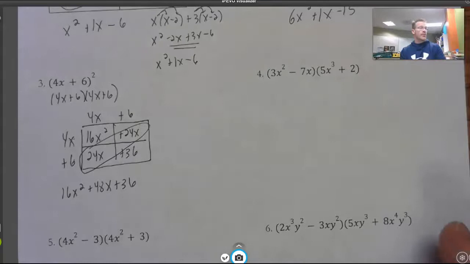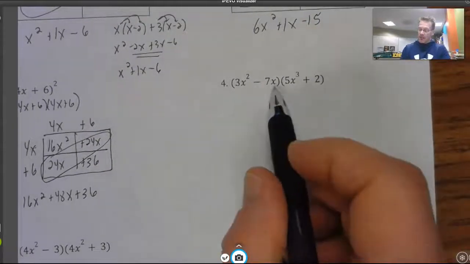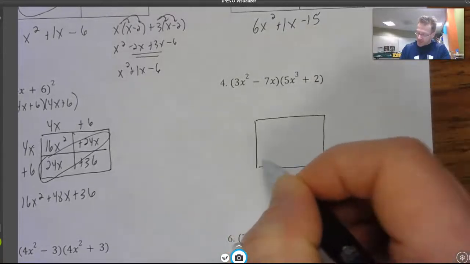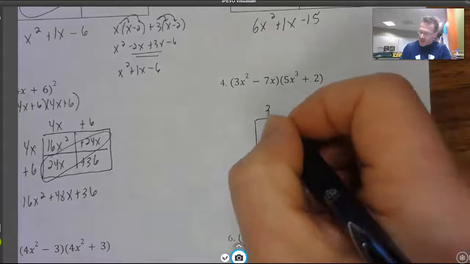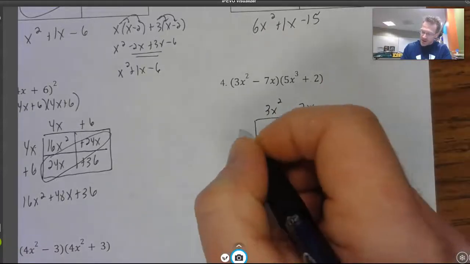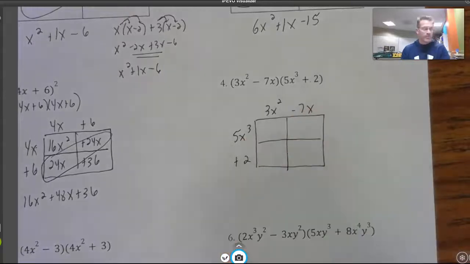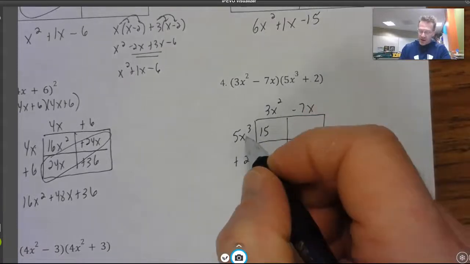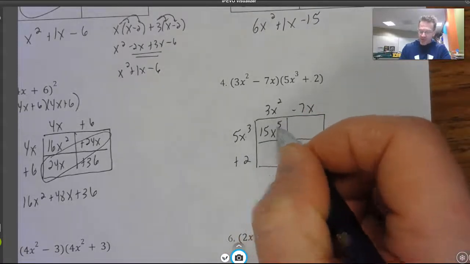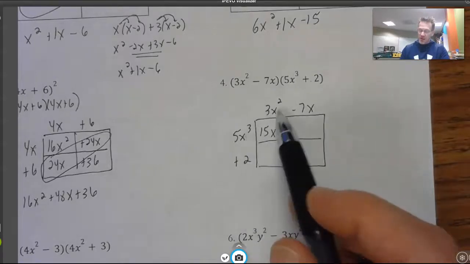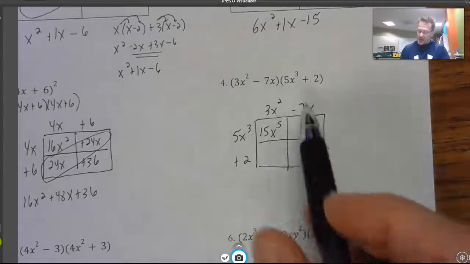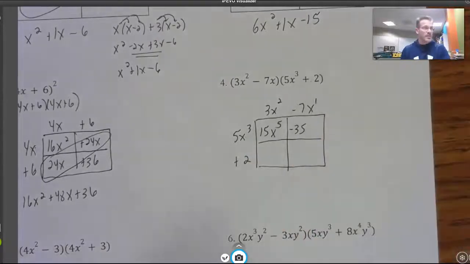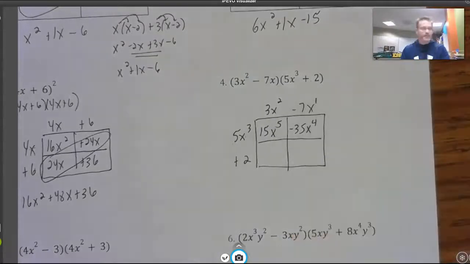All right, moving on to problem 4 here. Once again, a binomial times a binomial, so I'm going to create a 2 by 2 area model real quick. So 3x squared minus 7x times 5x cubed plus 2. Then I'll just distribute here. 5 times 3 is 15. Now, x cubed times x squared, remember that would be x to the 5th, right? I have 3 x's times 2 more x's, that is 5 x's. 5 times negative 7 is negative 35. x cubed times x, remember this is to the first power, that means I would have 4 x's to multiply.